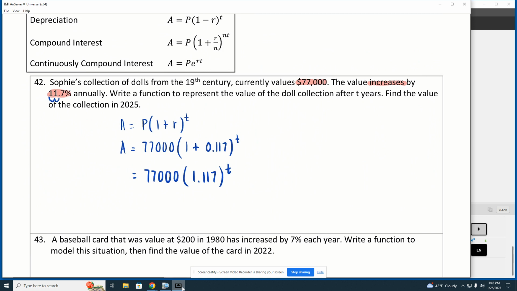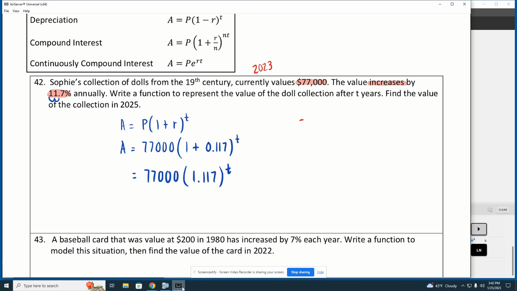Now, some people looked at the question like, what, do I go from the 19th century? Well, I don't know what year to go in the 19th century. No, it says it currently values at $77,000. Well, guys, what's the current year? It's currently 2023. So if I want to figure out what it will be worth in 2025, what do I plug in for T? Well, obviously I plug in 2.